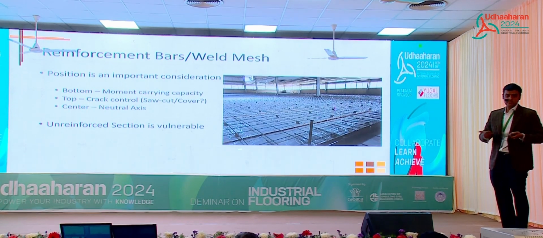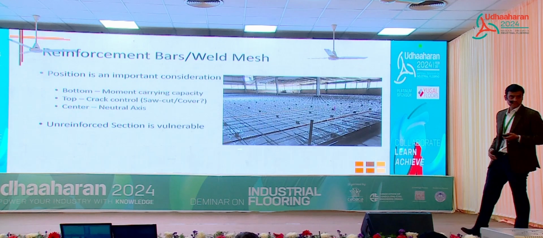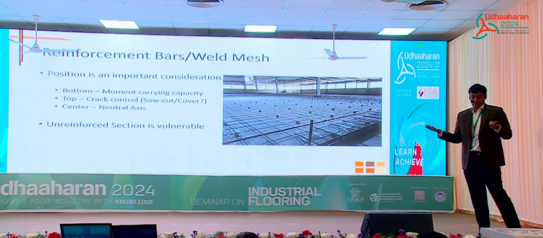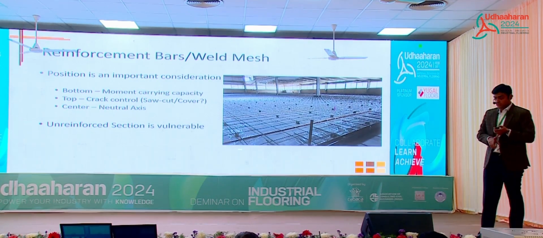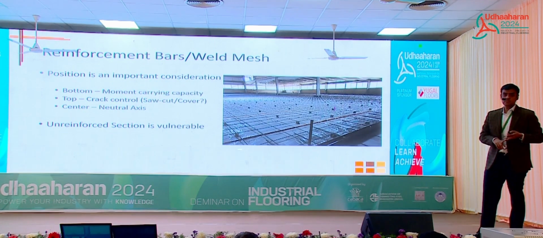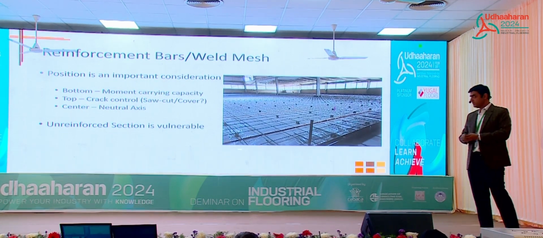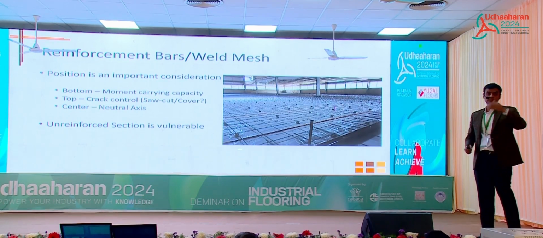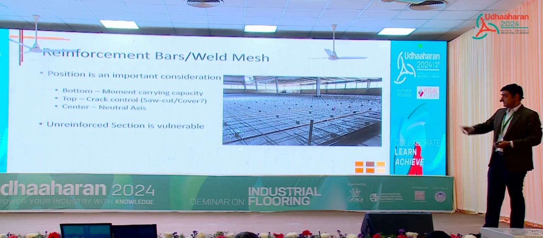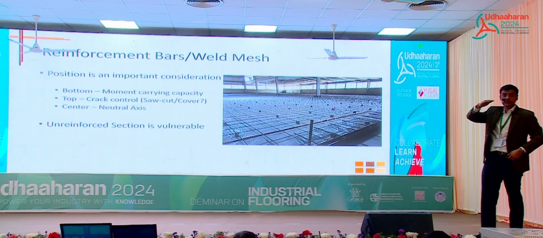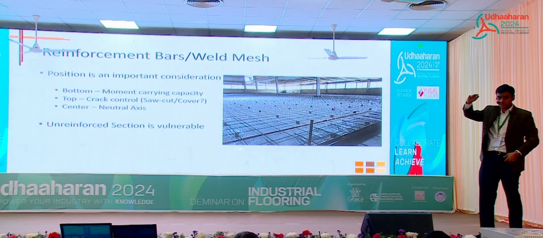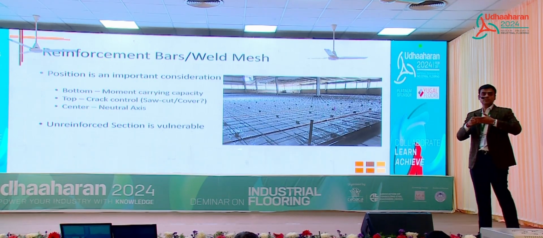Where do you put your steel? At 60, 70, you're at the neutral axis, in the center, where the reinforcement is actually doing nothing. At the neutral axis, it is not adding any moment capacity. It is not offering any significant crack control, because if you need crack control, that is how we design seamless floors, where the steel is 25 to 30 mm from the top. But a seamless floor by design does not have any saw cuts.